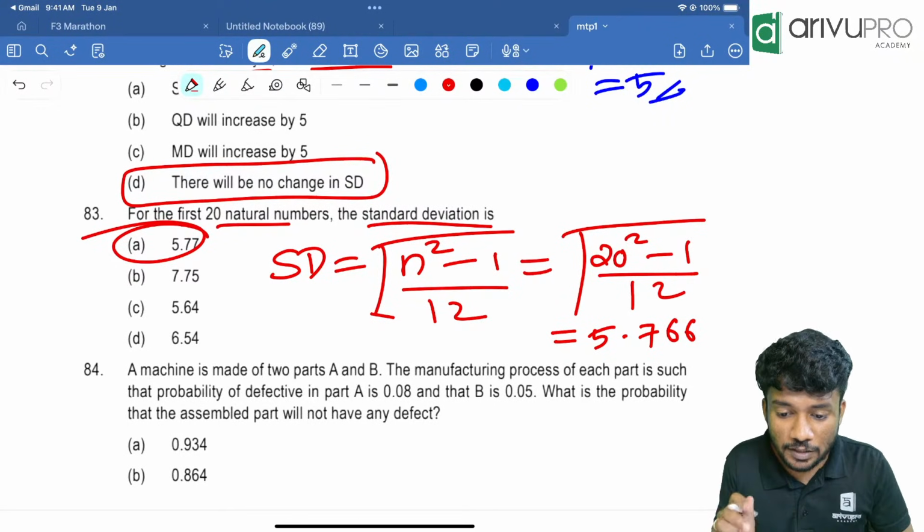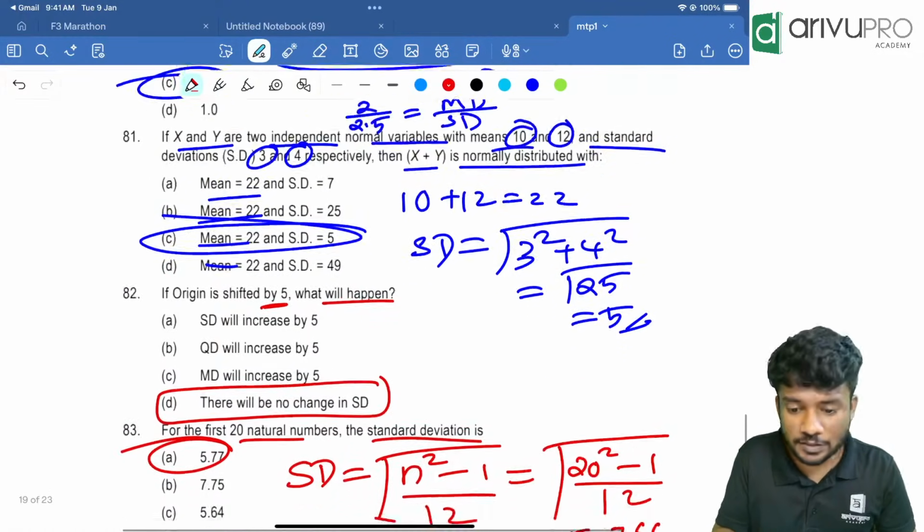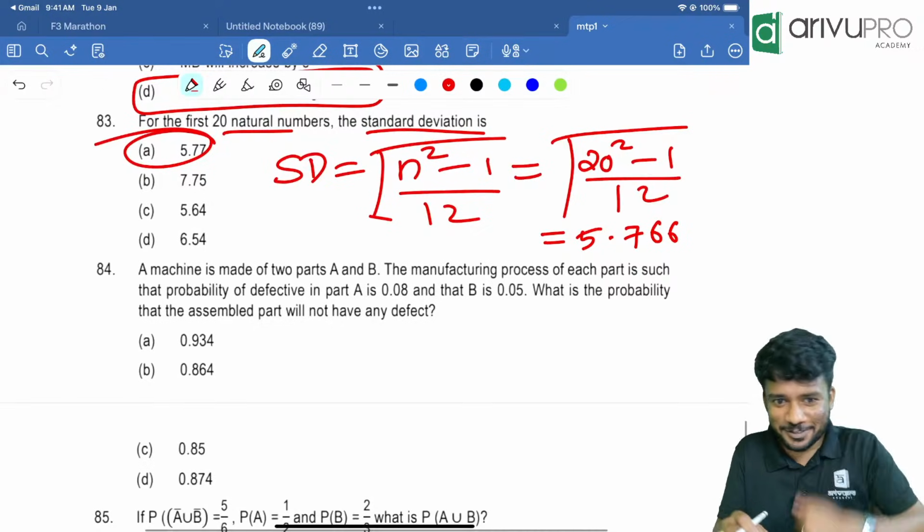Yes, 81 is C. 81 is not. Yeah, 81 is C. Correct. Yes. Yes, dude. 81 is C.